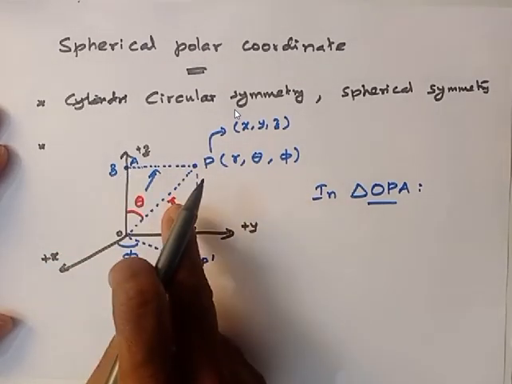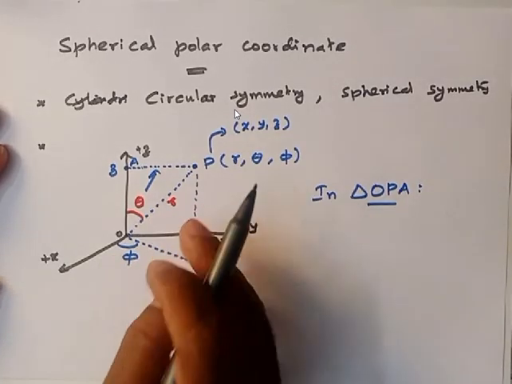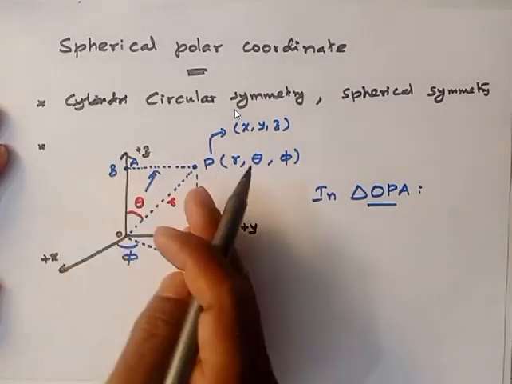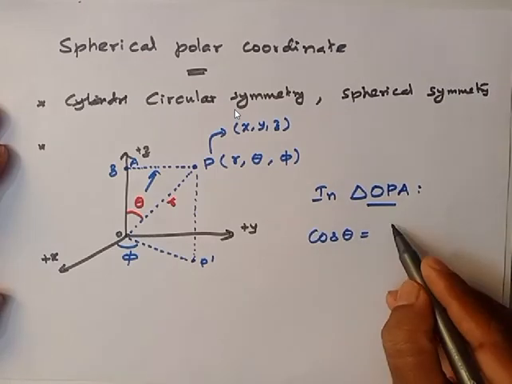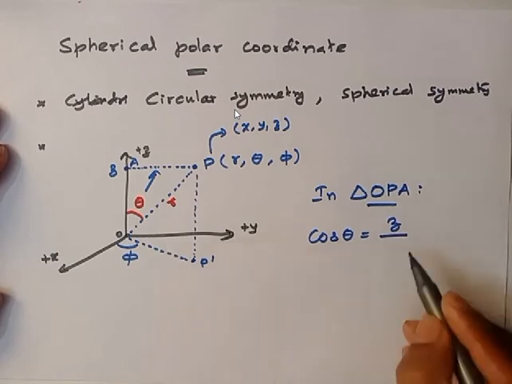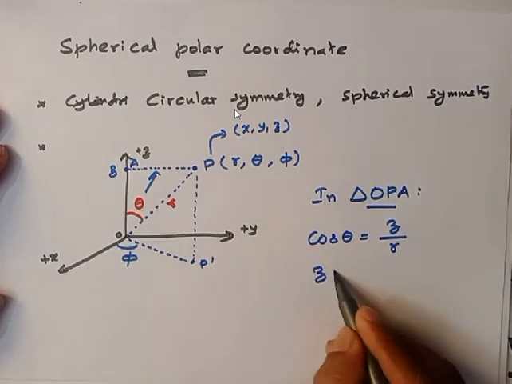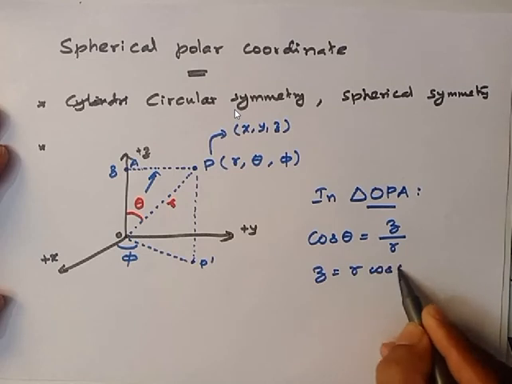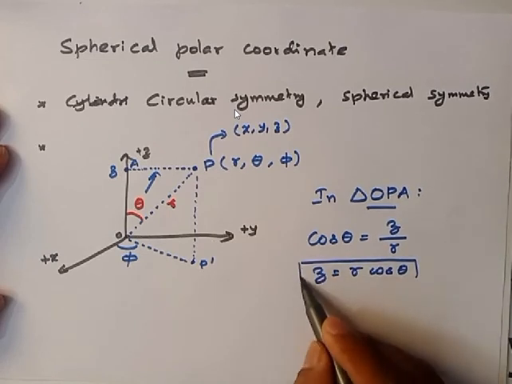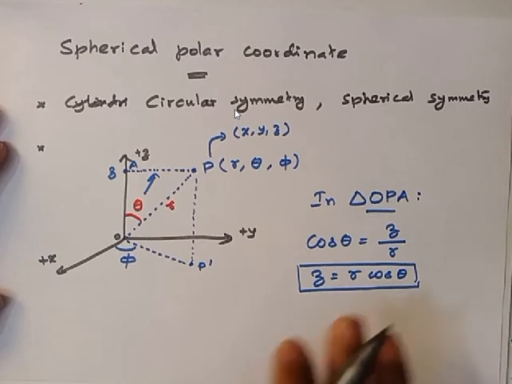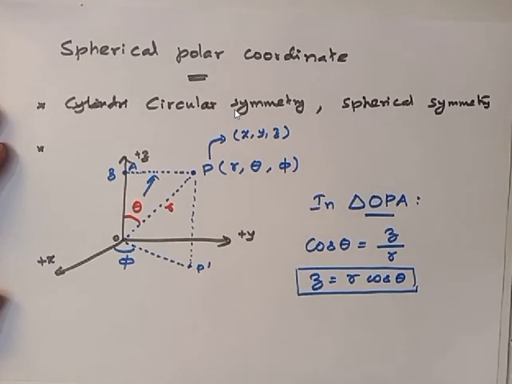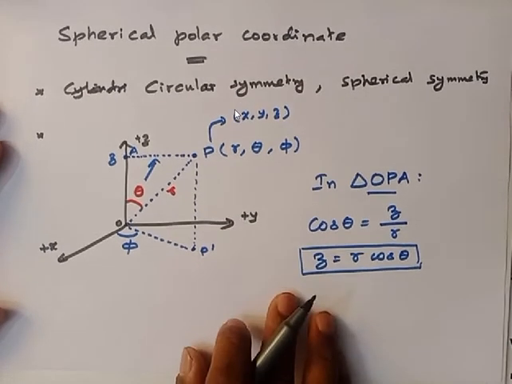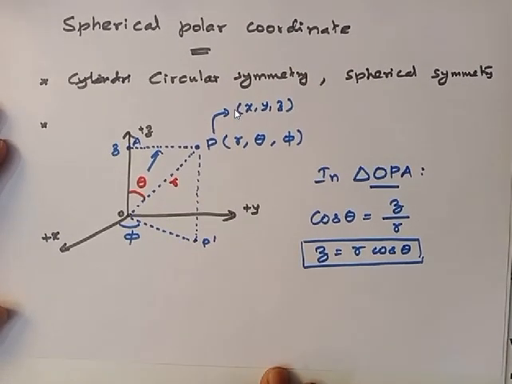Now what is the function that connects theta with the adjacent and hypotenuse? It is cos theta. So cos theta is equal to the adjacent side, that is z, divided by the hypotenuse, that is r. So z is equal to r cos theta. This is the first relation, the relation between z and the spherical polar coordinates. z is equal to r cos theta. Then what about x and y?